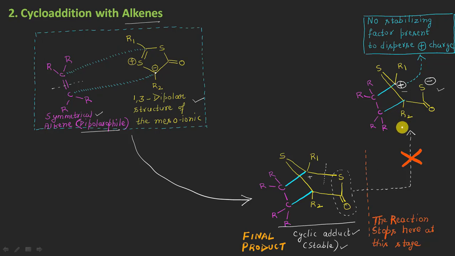This is the reason why the reaction will simply stop at this stage, I mean this cyclic adduct stage, and it will not go further. So the final product of this reaction will be what? It will be this cyclic adduct here, right? Or we can say that the reaction of this 1,3-dithiolium-4-olate with this type of symmetrical alkene as the dipolarophile, undergoing a 1,3-dipolar cycloaddition, the final result will be this type of cyclic adduct, and the reaction won't go further because this positive charge here is unstable and no factor is present that can stabilize it.